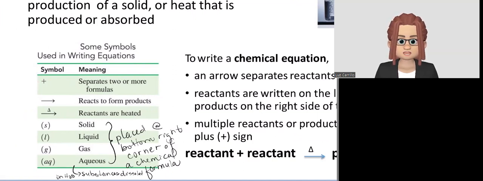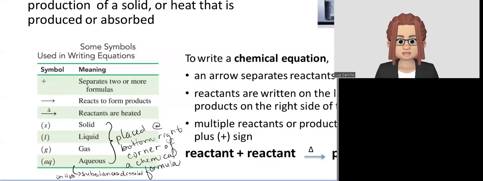In addition to that, we can incorporate the state of matter of each of the substances used for a chemical reaction, but also produced. We place the symbol for the state of matter in the bottom right corner of the chemical formula. And when an S in parentheses is utilized, that means that your substance is solid. If you put an L in parentheses, that means that the substance is liquid. G in parentheses means that the substance is gas.